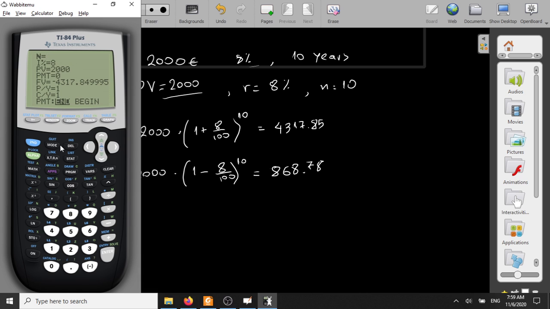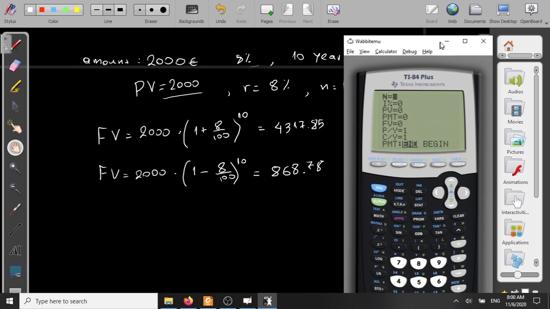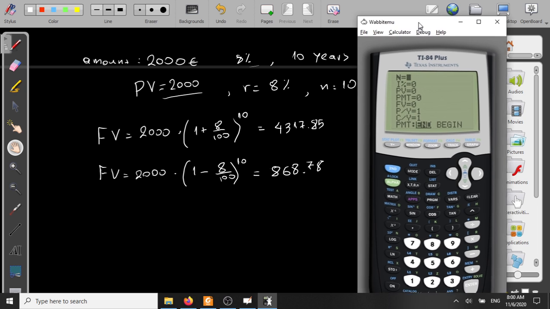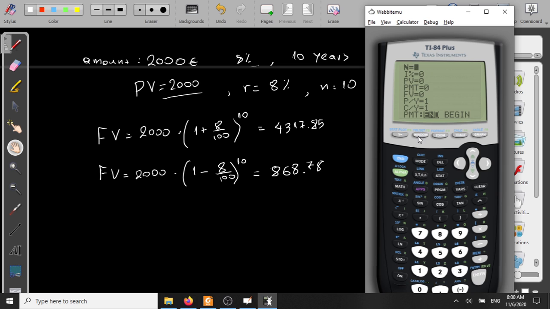Let me clear all this. Second, quit. Let me make a fast clear of the memory. Reset, all RAM, reset. And now let me go to my apps, finance, TVM solver. So now here, what my problem asks, it says how many years I have the investment, 10. How much is the interest rate? 8%.